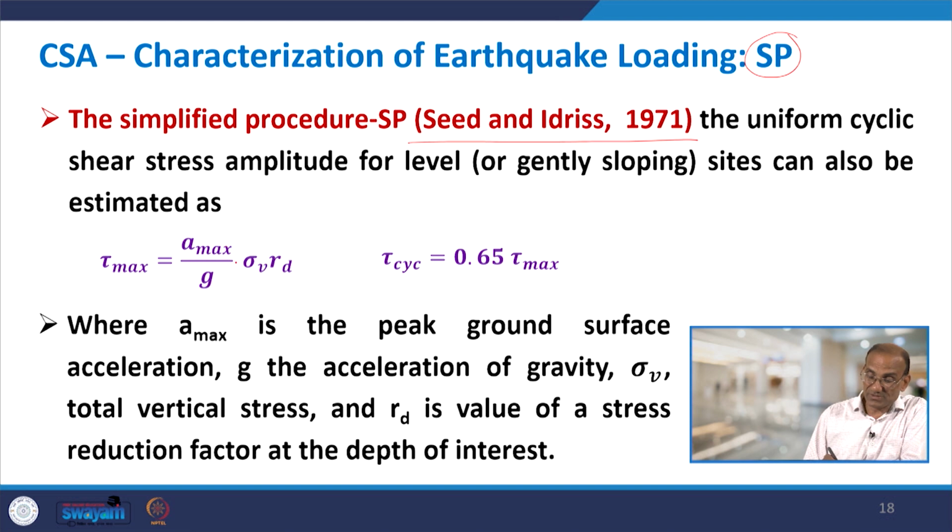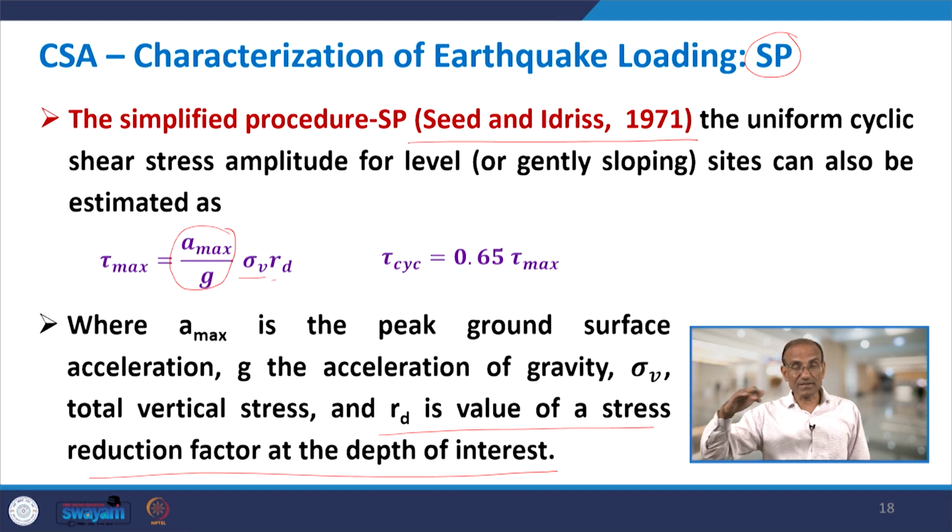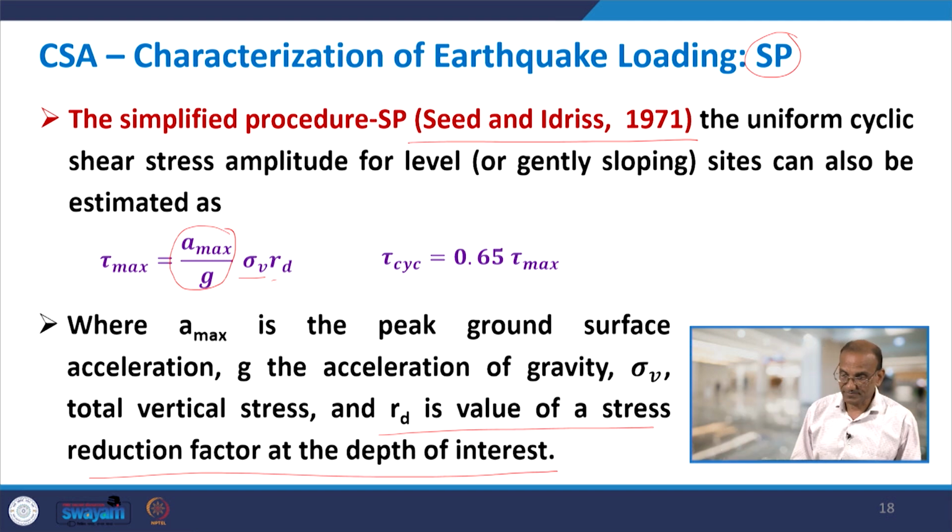So, if Amax is known, then the ratio of Amax by g will be dimensionless, multiplied by sigma V. What is sigma V? The total overburden pressure in the vertical direction, and RD is a reduction factor. This RD is the value of the stress reduction factor at the depth of interest. At ground level, when Z equals 0, the value of RD is 1.